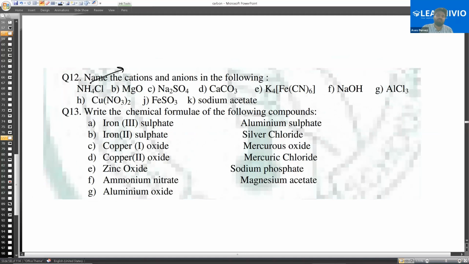Generally the cation is the positively charged ion. For example, if I say sodium sulfate is the name for this one, sodium will be the cation, sorry, cation, and sulfate will be the anion. So write the names of these compounds, and moreover write the formulas of these compounds. Okay, all these first.